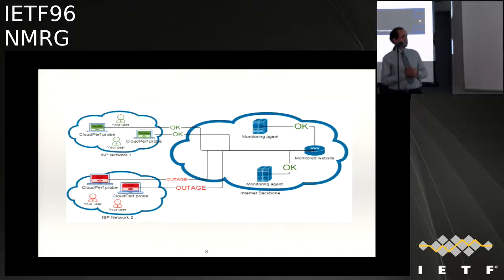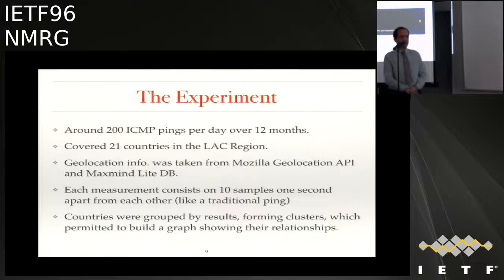So we are going now to the experiment itself. We were sending 200 ICMP pings between probes and servers in different countries in Latin America and the Caribbean, over 12 months, across 21 countries. The geolocation information was taken from Mozilla and MaxMind databases. Each measurement was 10 pings, and we took the best out of them to calculate our results based on the best available connectivity, the round trip times.